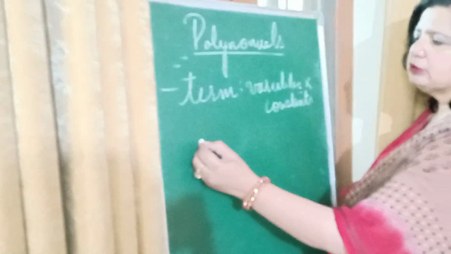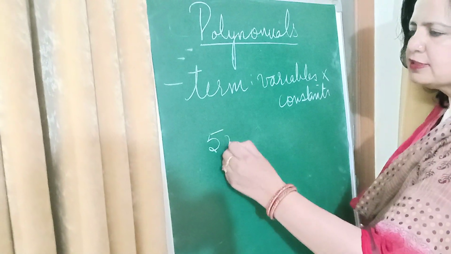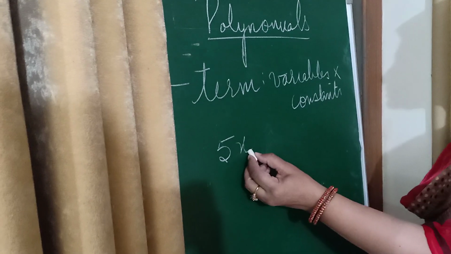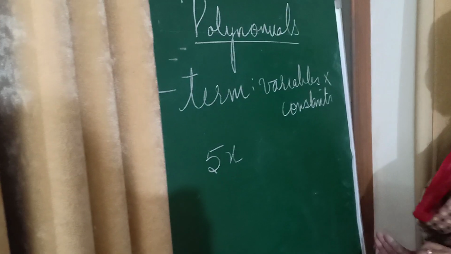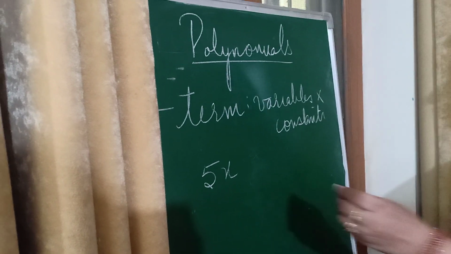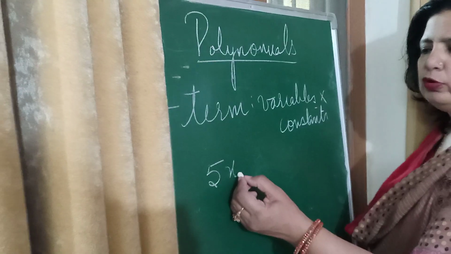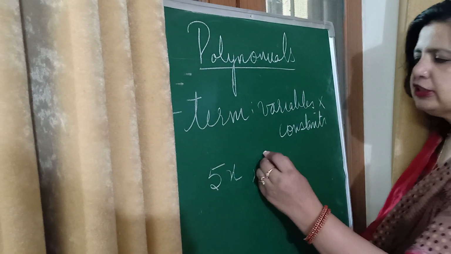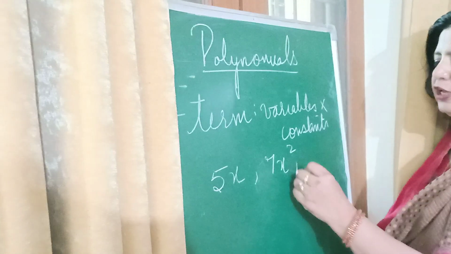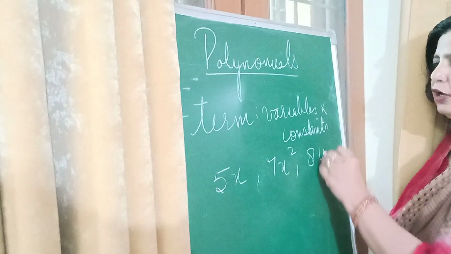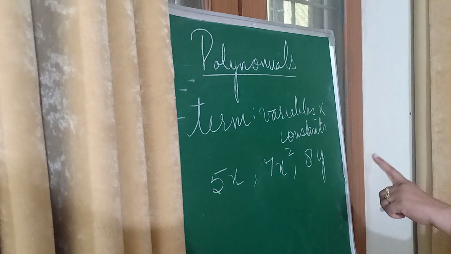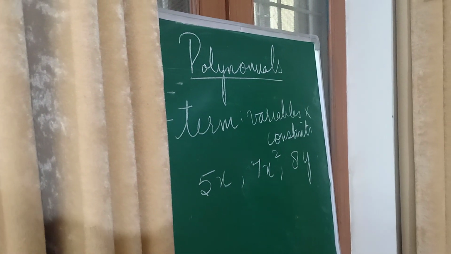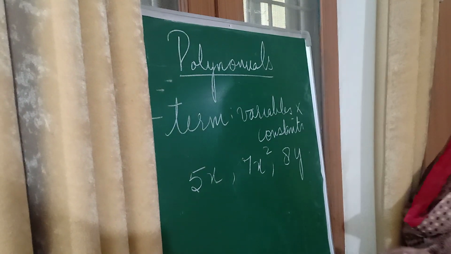For example, 5x, this is a term. Here variable is x and constant is 5. Constant is the coefficient of the variable. Coefficient of x is 5, so it is a constant. We have another term 7x square, 8y, all these are terms. Here variable is y and constant is 8. So 8y is a term.